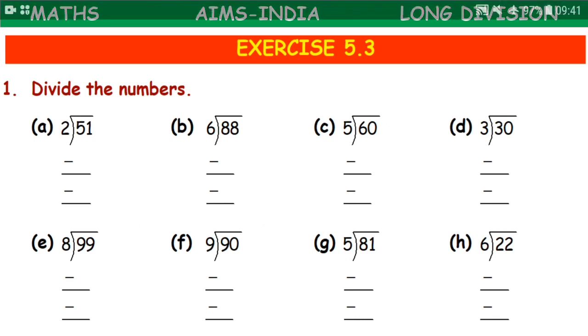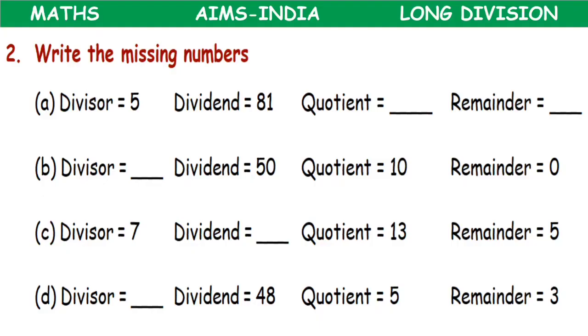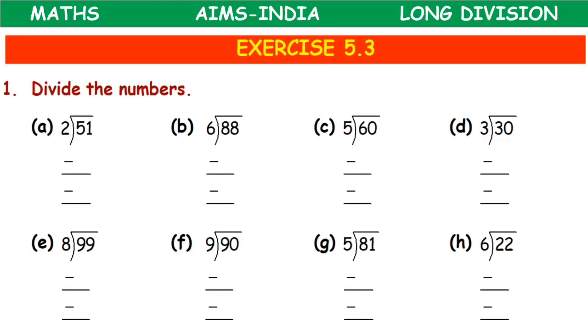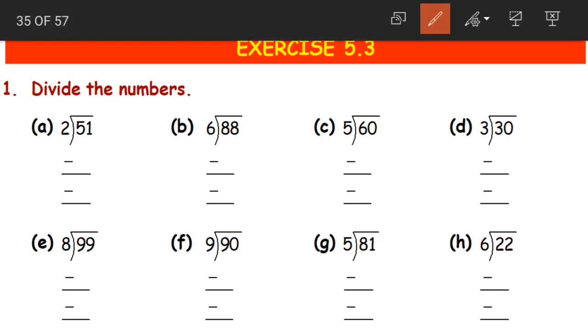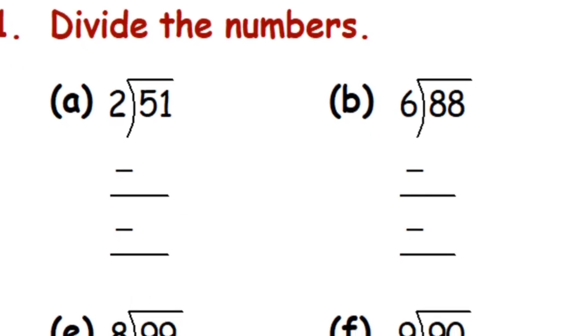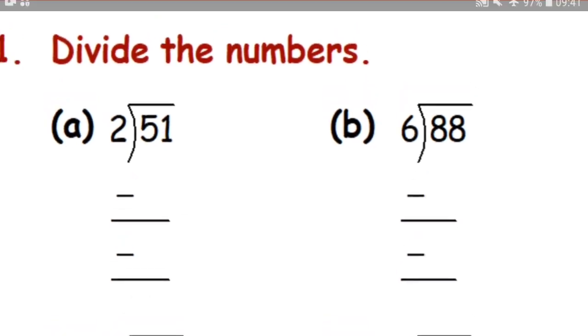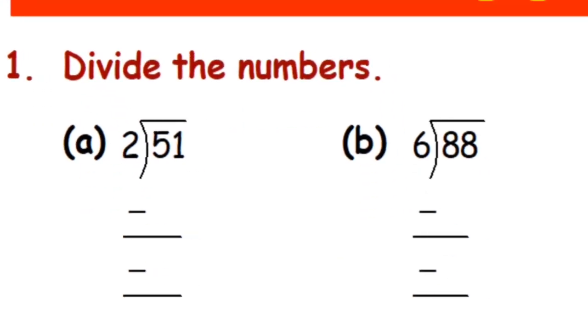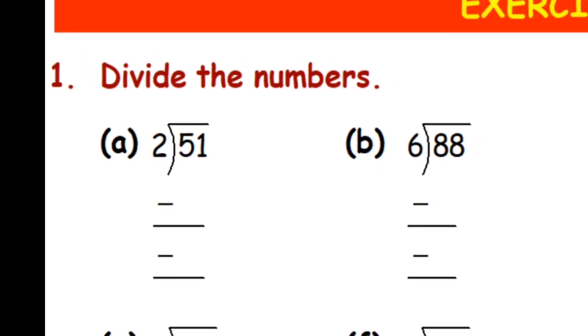Now coming to exercise 5.3. Divide the numbers here. What should we do? We should divide the numbers. Coming to the first one, 51 divided by 2. See, 51 divided by 2. Wait a minute, yes, so that it would be visible for you. Where is this pen? Wait a minute children.